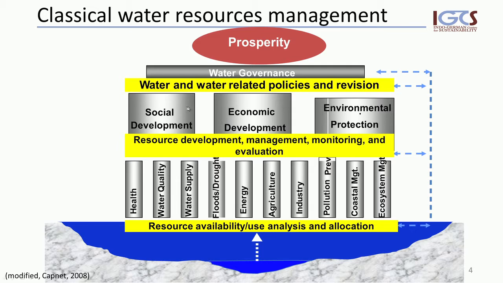And then we are having various objectives to achieve. One of this is social development. The other major objective is economic development, and we have environmental protection coming in as well. And this has been roofed by the so-called water governance. This is our umbrella, which should bring into place water-related policies and revisions.